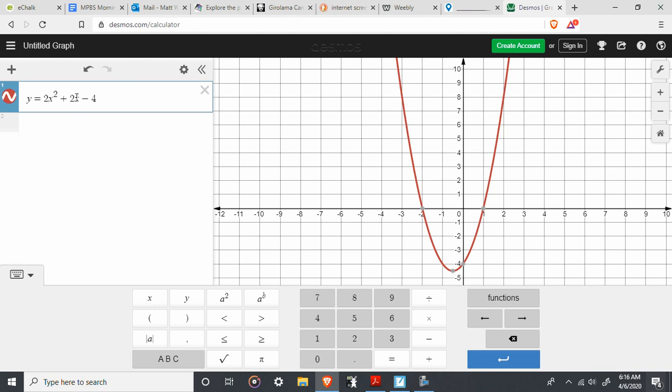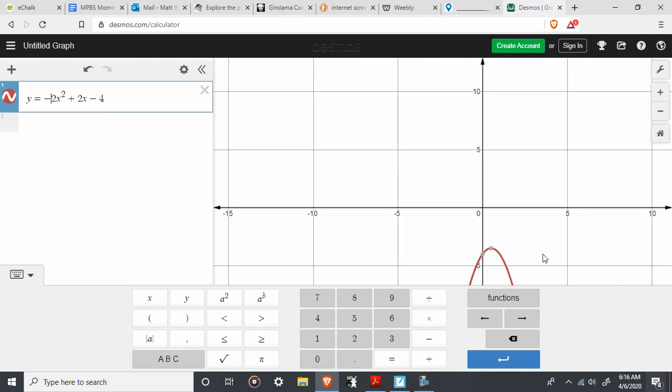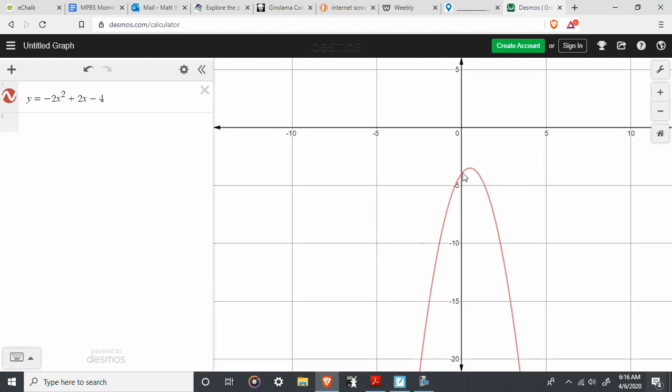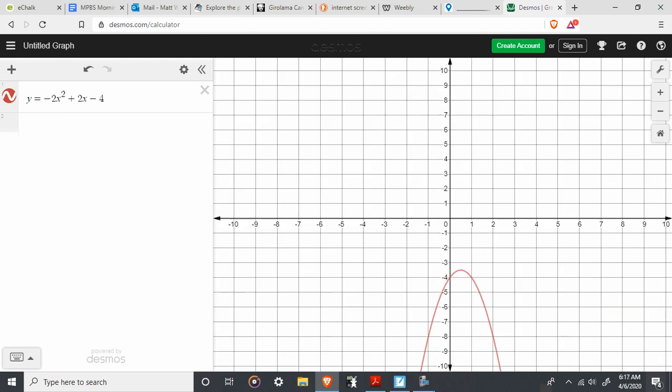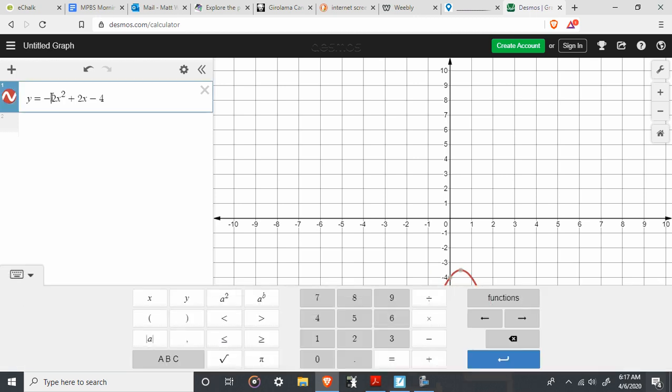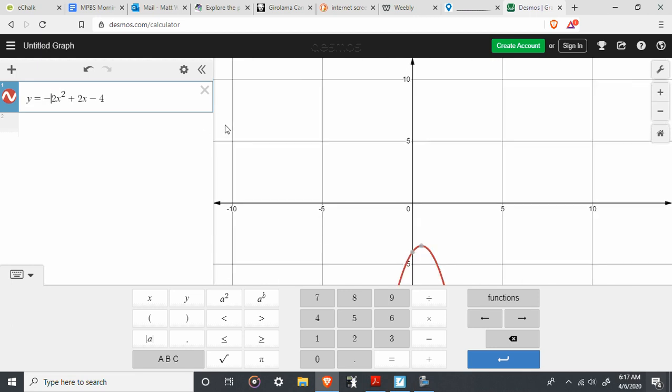If I make this a negative number, notice the shape of my parabola changed. It now opens down. So if this is a negative number, this is going to open down. Okay, so this would be our parabola open down. This is what we call a negative parabola. So a positive parabola opens up, and a negative parabola is going to open down.